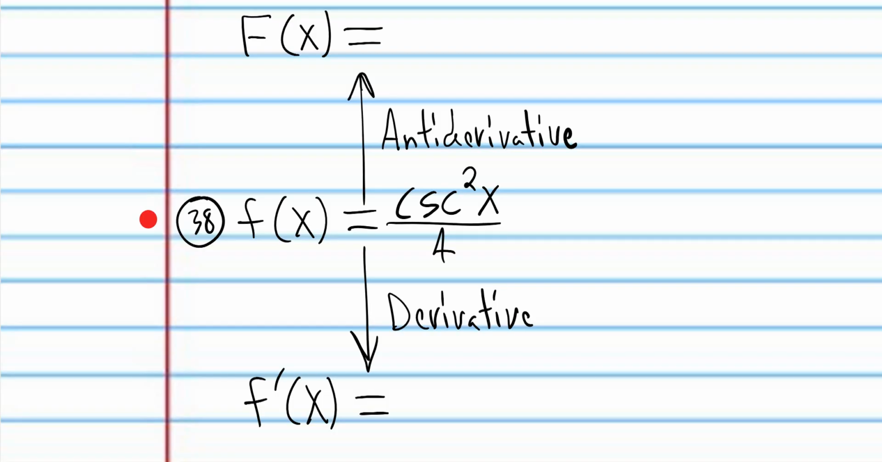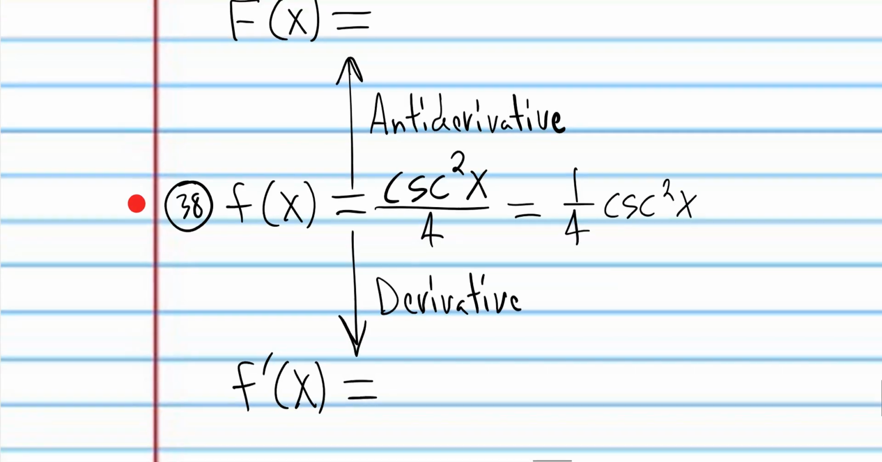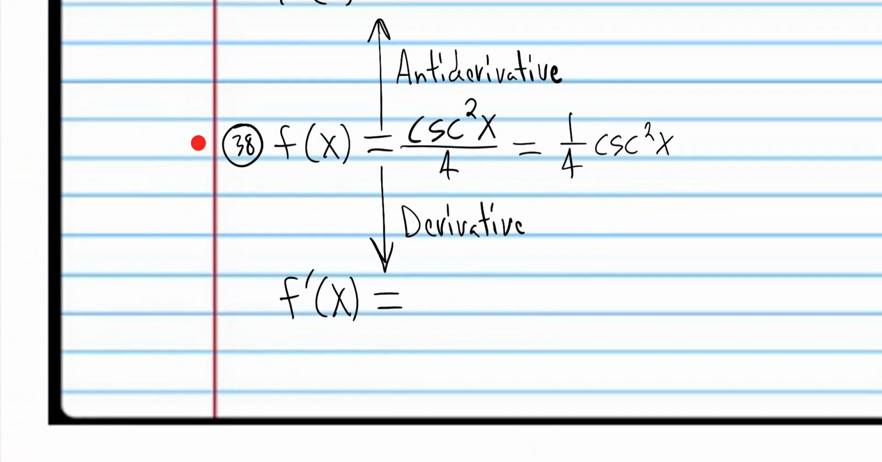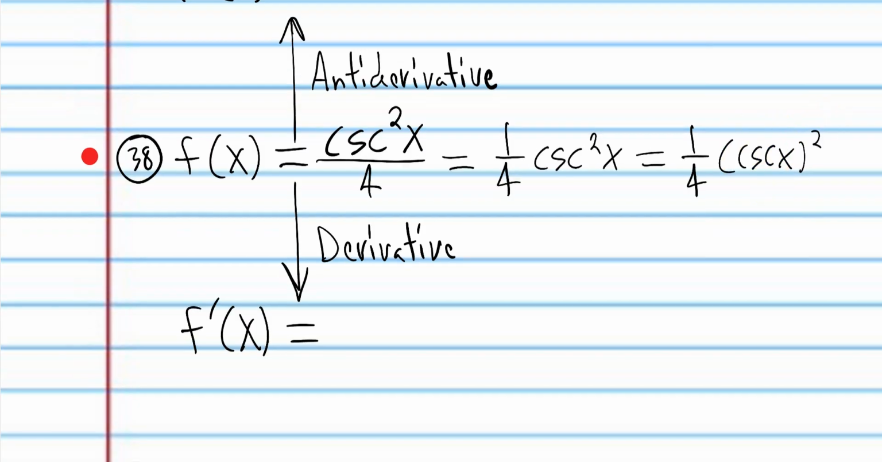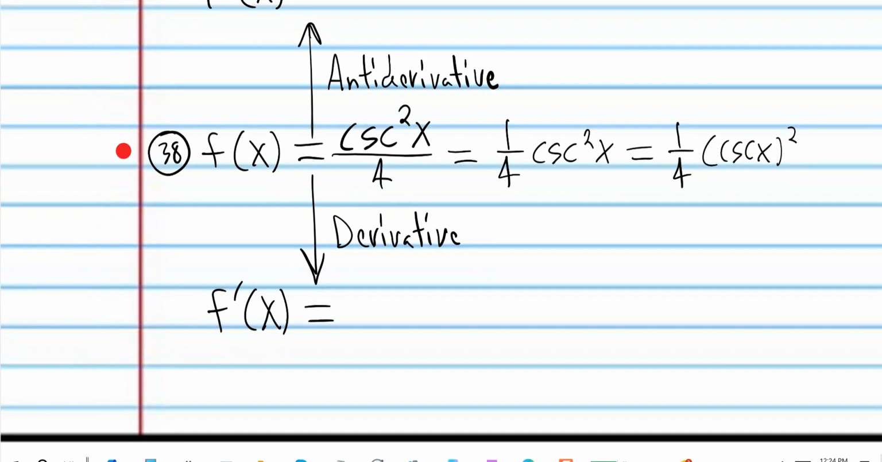So, again, students are going to have a tendency to want to use the quotient rule. Don't do that. Change to 1/4 cosecant squared x. Now we find the derivative, and it looks like we're going to have to use the chain rule. So I'm going to have to change that to cosecant x squared. We have a function that's inside another function. So when we find the derivative, I'm going to have to use the chain rule. First, I'm going to use the constant multiple rule.